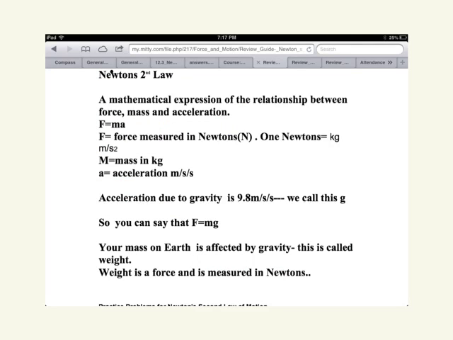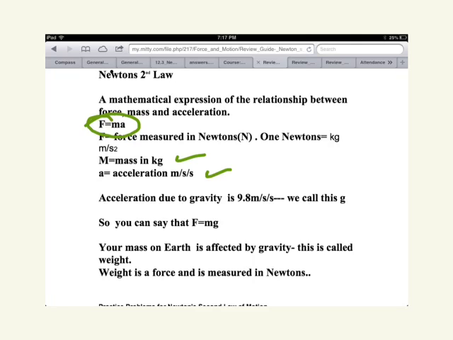We can use Newton's second law to express the relationship between force, mass and acceleration mathematically. We say that F equals ma, where F is the force measured in newtons, and 1 newton is 1 kilogram times meter per second squared. The mass is measured in kilograms and acceleration in meters per second squared.